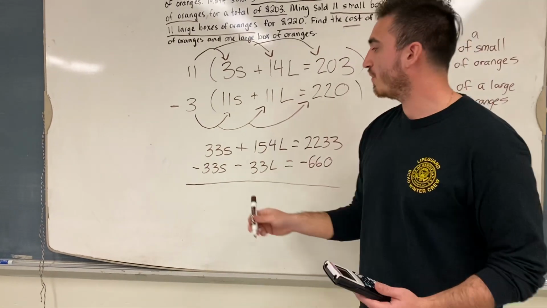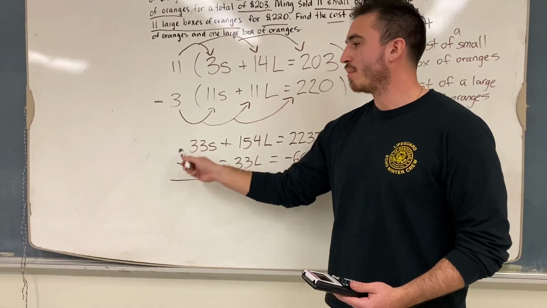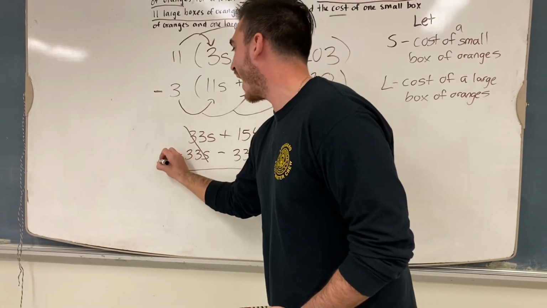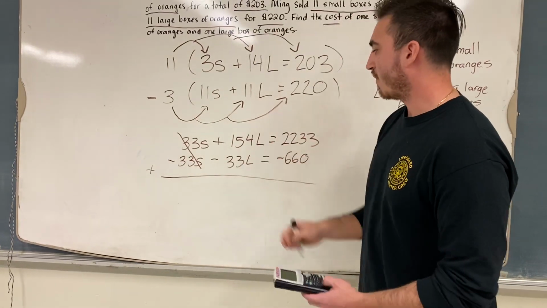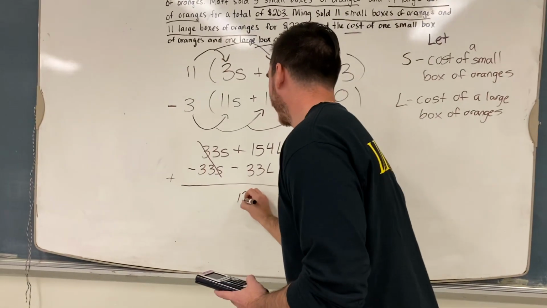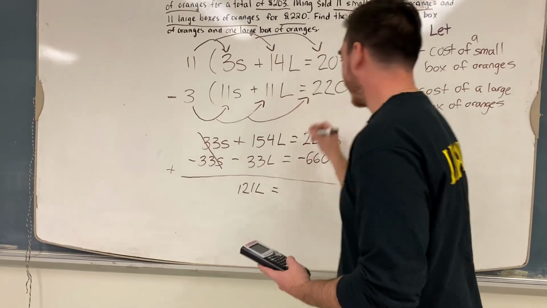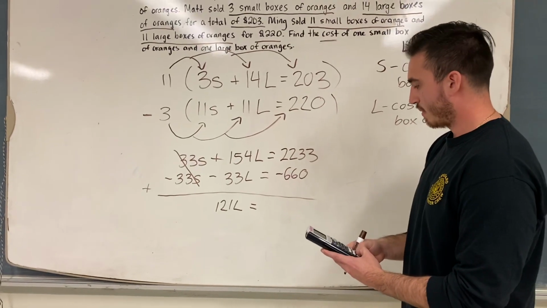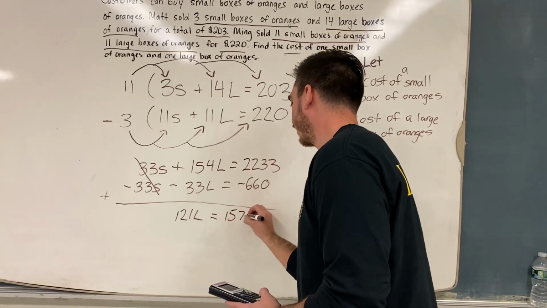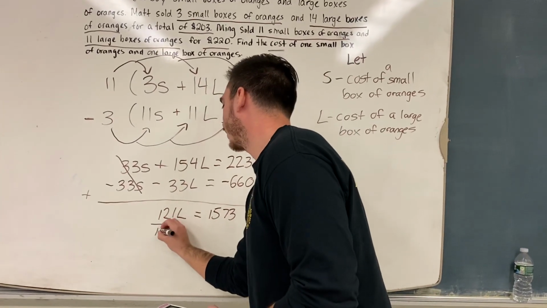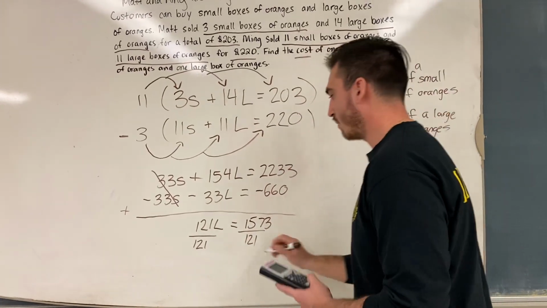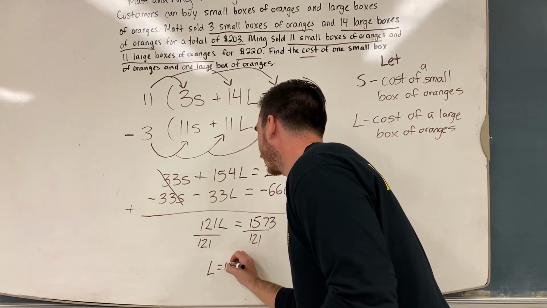As we said in an earlier video, guys, these must be the same number, but opposite signs, so they can eliminate. So this is going to eliminate because we are adding going downwards. If I add this, we will get 121L. And then if we add these going down, we are going to get 1573. And now the last step is to divide out that 121. And we will end up getting L is equal to 13.